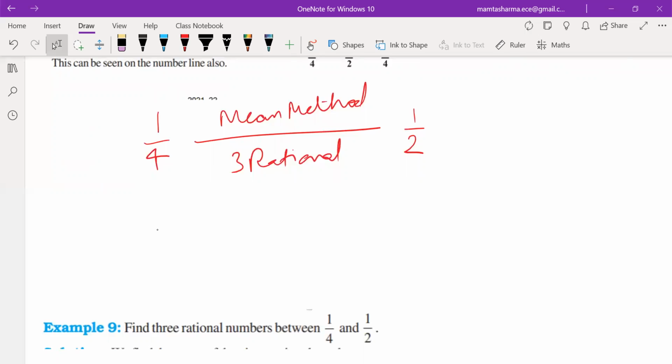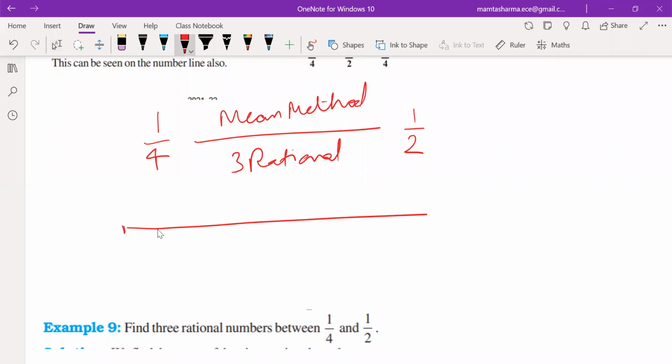Anyone know? Anyone knows? This is your revision. You have already done this chapter. You don't know? Okay, we will see.